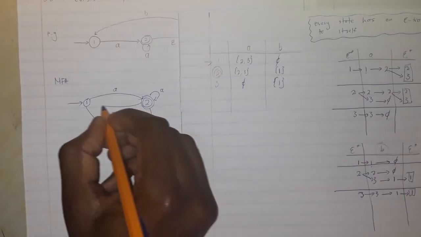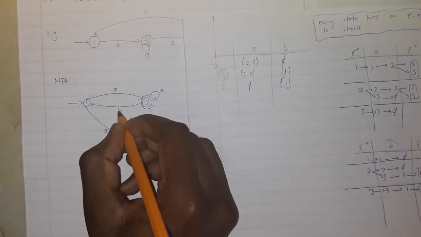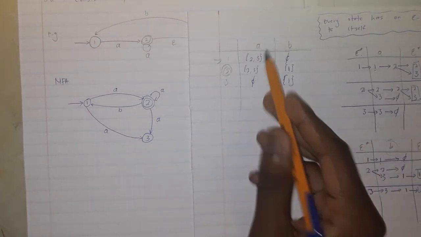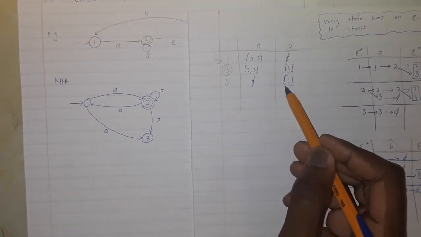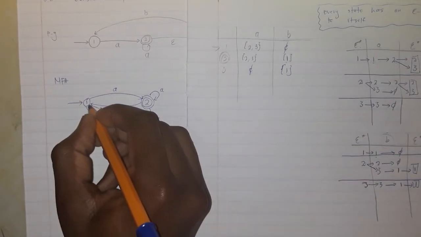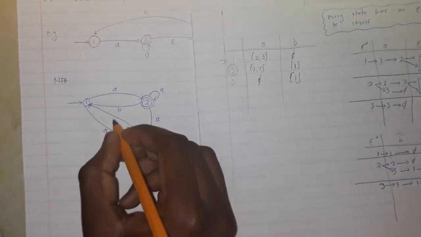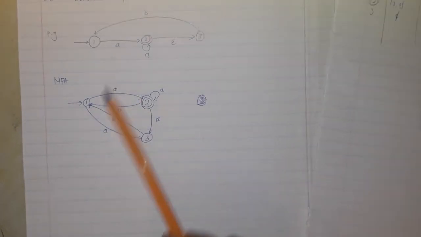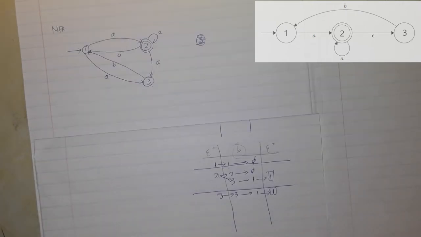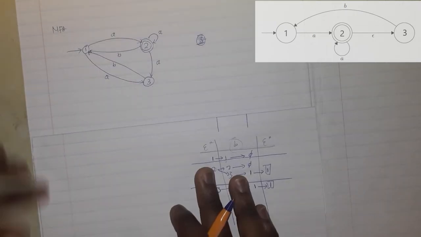And then state number 2 goes to state number 1 with B. So we're gonna go here with B. And then state number 3, this one right here, goes nowhere with A, but goes to state number 1 with B. So it's gonna go to the state with B. This is a simplified version of this. So now we'll move to the DFA. So now we'll focus on this NFA.